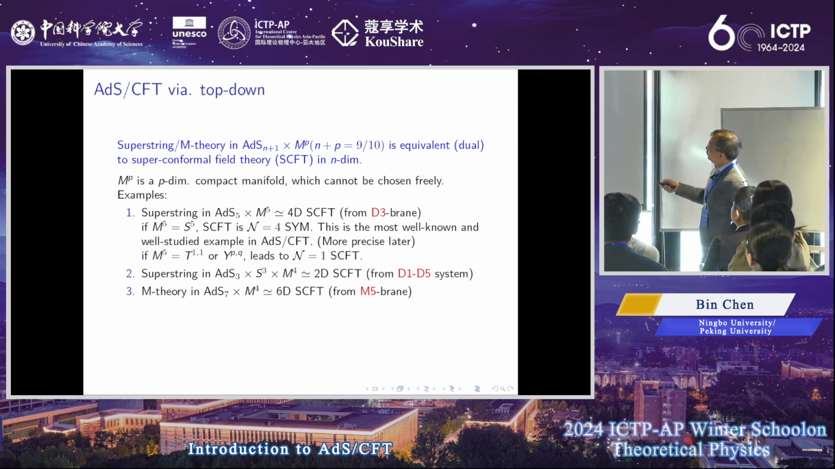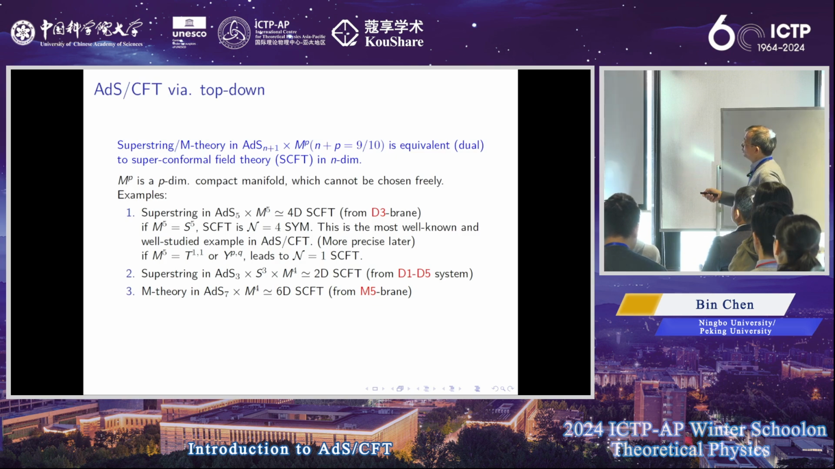So the first two examples are for string theory, but we can also think about M theory. For M theory, M plus P should be equal to 10, so you see that the total dimension is 11 dimensions. From the study of the M5 brane, you will get this AdS7 × M4, and the M theory on this manifold could be dual to a superconformal field theory in 6 dimensions.